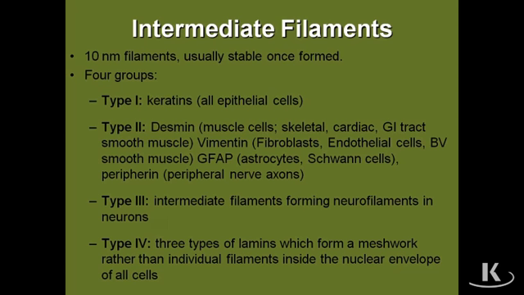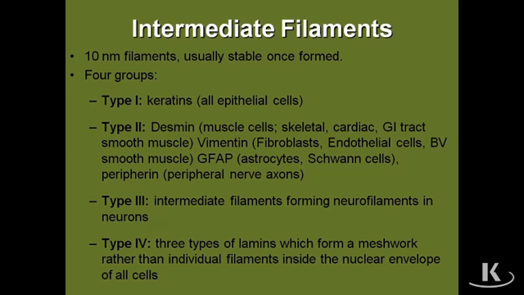Desmin is a type 2 intermediate filament that's found in virtually all muscle cells, particularly skeletal muscle cells, cardiac muscle cells, and at the very least GI tract smooth muscle cells. Vimentin, another type 2 intermediate filament, is found in fibroblasts, endothelial cells, and blood vessel or vascular smooth muscle. It forms what is known as glial fibrillary acidic protein, which is found in glial cells such as astrocytes and most Schwann cells, and peripherin, which is an intermediate filament that maintains the structural integrity of axons in the peripheral nervous system.